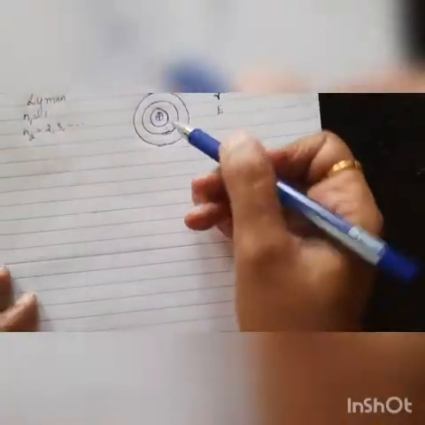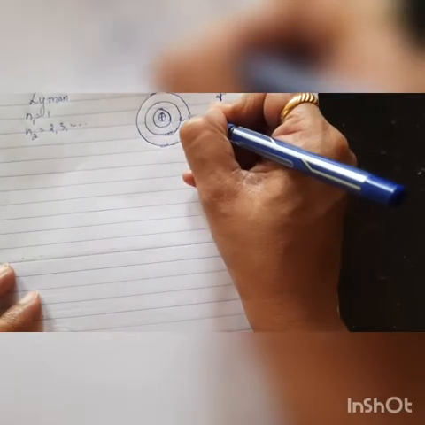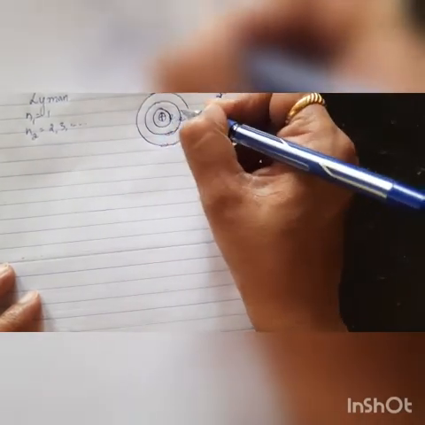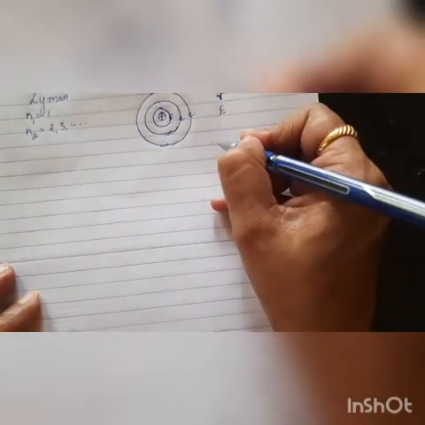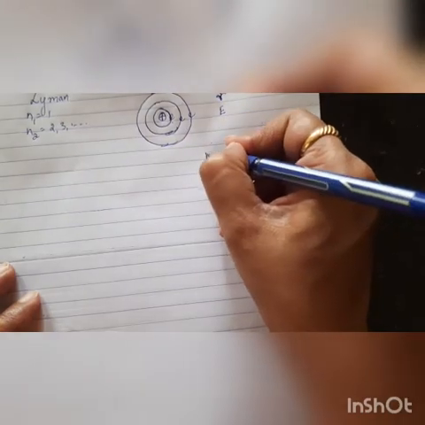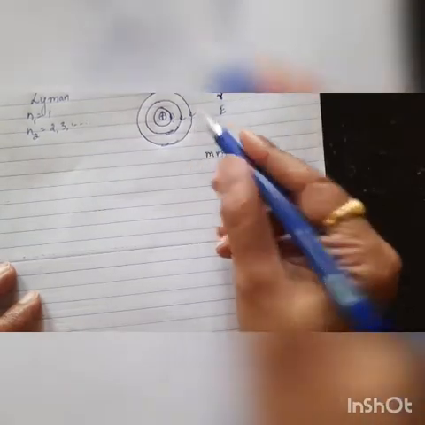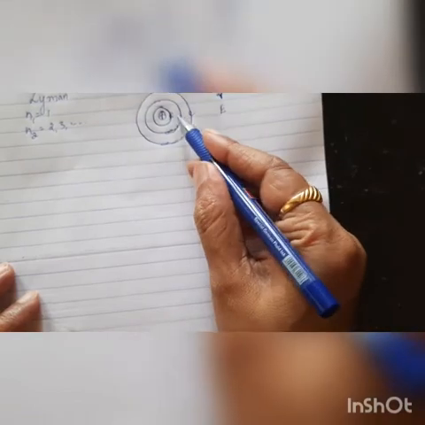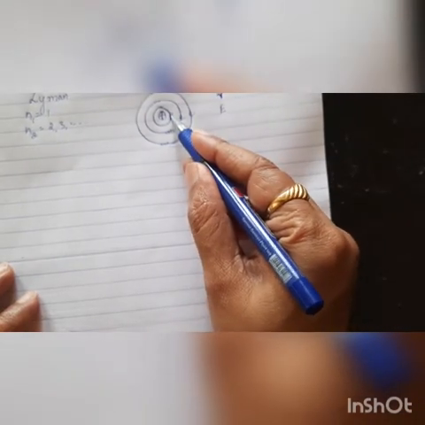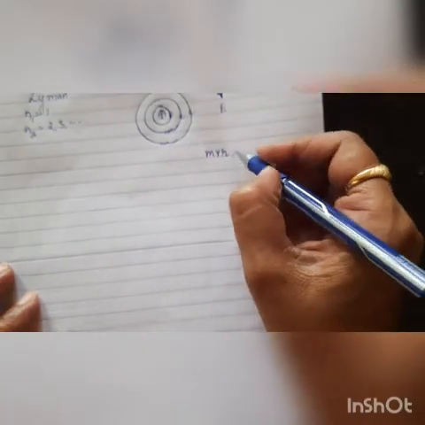Now, coming to these energy states. According to Bohr, the electrons revolve in these concentric rings. When they are revolving in these concentric rings, they develop angular momentum. So the angular momentum is equal to what? mvr. This indicates the mass of the electron, v the velocity of the electron, and r the radius, the distance from the center at which the electron is moving.